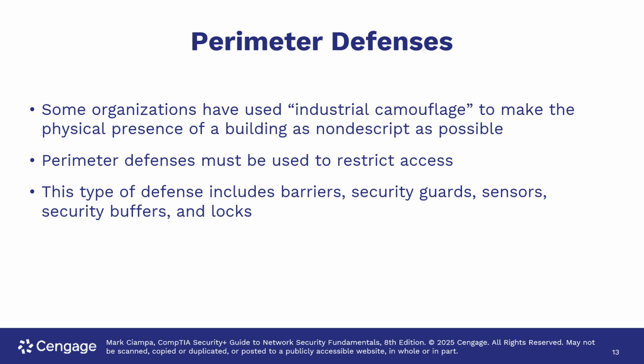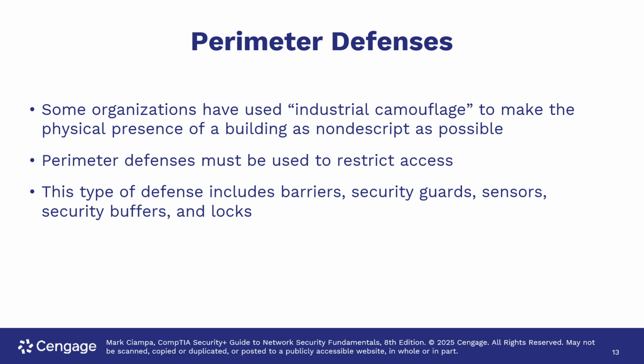The 744, 745, and I think it's the 941 telephone exchanges. There's one in Boardman, there's one in each city, each has its own central office. And they're nondescript buildings, meaning that they don't stand out. So the perimeter defenses must be used to restrict access. They might be locked doors, windows, fences, gates, things like that. So you can see this type of defense includes barriers, security guards, sensors, security buffers, and locks, all kinds of different things.